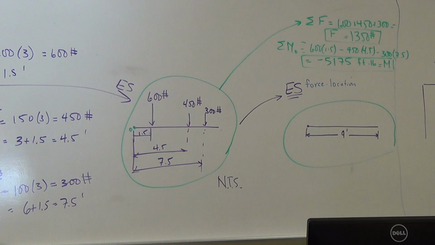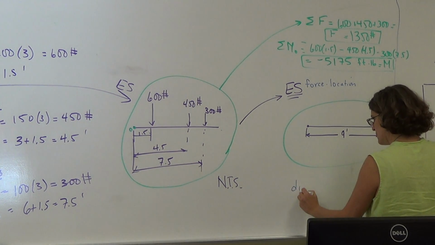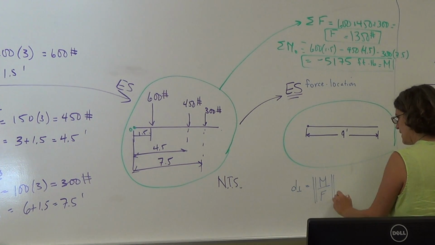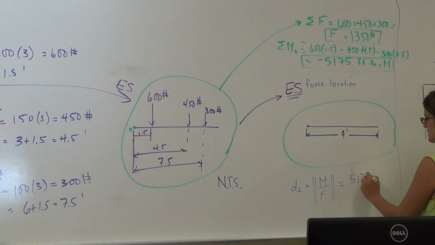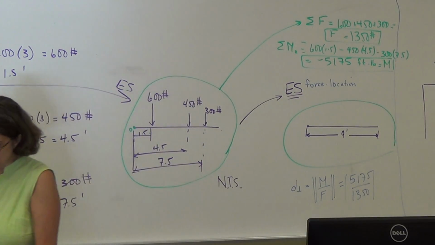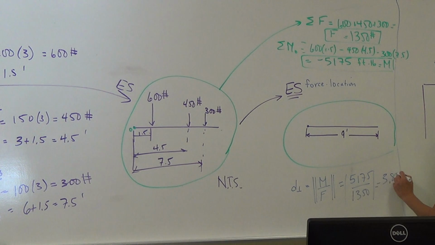So what was the next step in the force-location problem? It was to find the perpendicular distance, which is the absolute value of the moment divided by the force, and it's 5175 divided by 1,350. And that value comes out to be 3.83 feet.